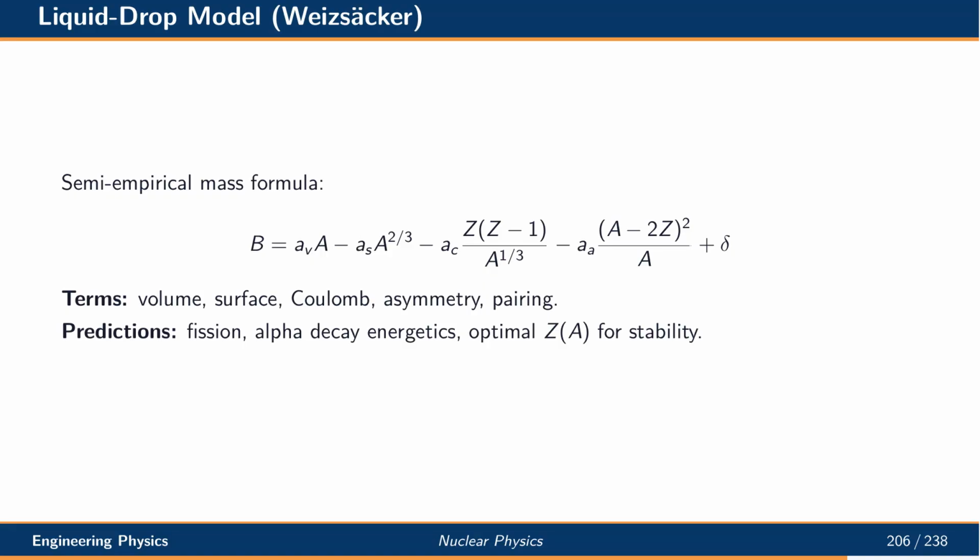The semi-empirical mass formula treats the nucleus as a charged liquid drop. It includes 5 terms: a volume term, a surface term, a Coulomb term, an asymmetry term, and a pairing term. Each term reflects a physical aspect of nuclear binding. This formula successfully predicts trends in binding energy, the energetics of fission and alpha decay, and the optimal proton number for a given mass number.